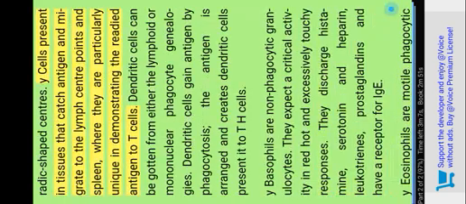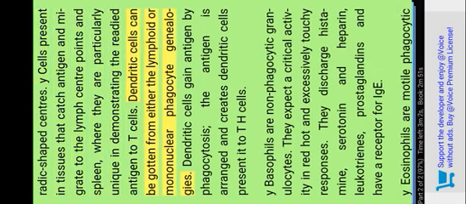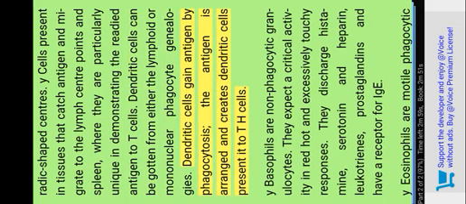Dendritic cells are present in tissues, capture antigens and migrate to the lymph nodes and spleen, where they are particularly specialized in presenting the captured antigen to T cells. Dendritic cells can be derived from either lymphoid or mononuclear phagocyte lineages. Dendritic cells gain antigen by phagocytosis. The antigen is processed, and mature dendritic cells present it to TH cells.